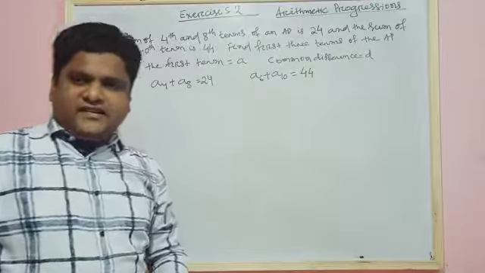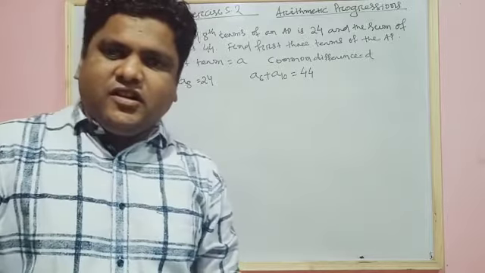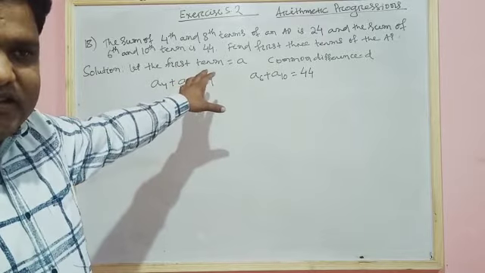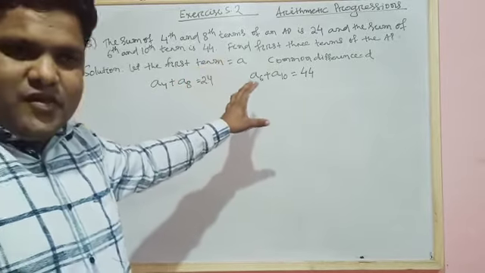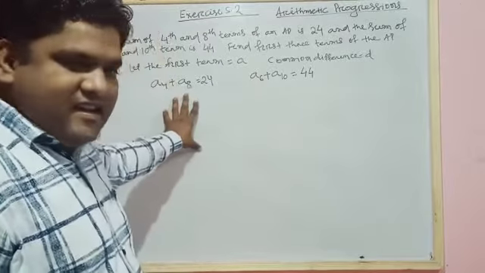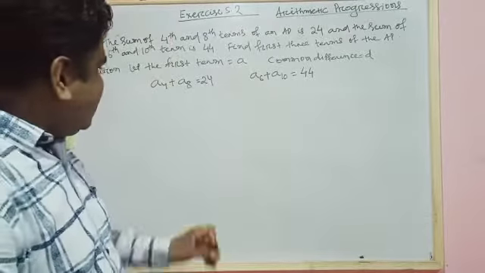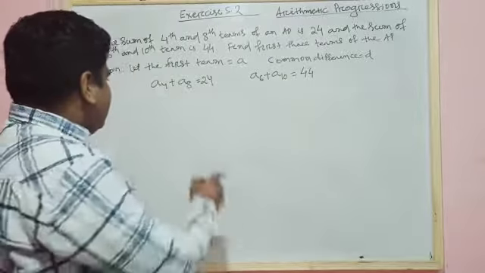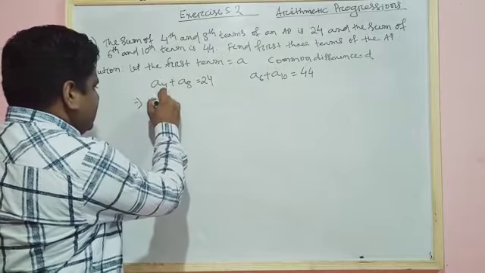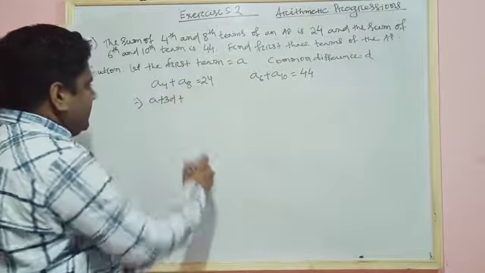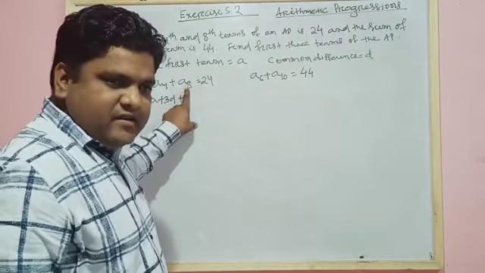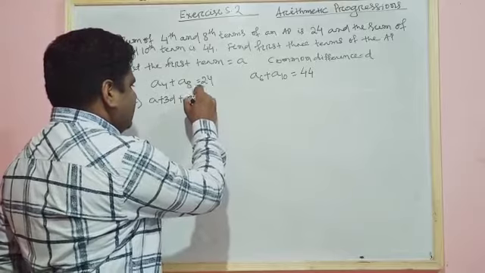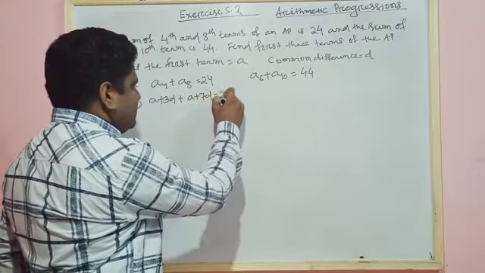My dear students, mathematics is the easiest subject because we do not require to memorize anything. Everything is given in this question, but we have to memorize the formula every time. The formula to find an is a plus n minus 1 into d. So in place of a4 we can write a plus 4 minus 1 into d. It will be a plus 3d. And a8 is a plus 8 minus 1 into d, that is a plus 7d, equals 24.